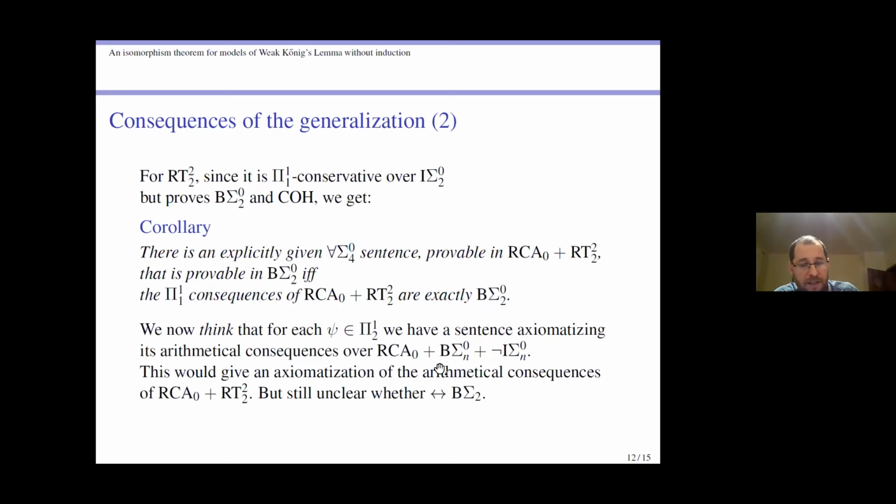In the particular case of Ramsey, which, as mentioned, doesn't prove anything beyond IΣ_2 and proves BΣ_2, this would give an axiomatization of the arithmetical consequences of Ramsey's theorem, although having this axiomatization does not settle the question whether it's equivalent to BΣ_2.